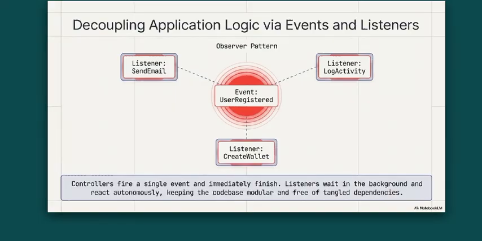The moment they hear user registered, they wake up, grab the user payload attached to the event, and execute their specific logic, often pushing themselves onto the background queue we just discussed. So the email listener knows exactly how to format the email, and the Stripe listener knows exactly how to talk to the billing API. The logic is completely isolated.